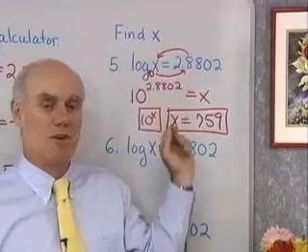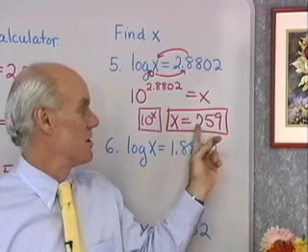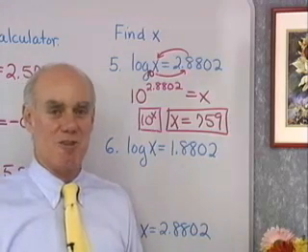So try that 10 to the x button on your calculator. It's the inverse of your log button, and when you press that, you should get rounded to 3 decimal places, 759, when you look up 10 to the 2.8802. Here's another one.